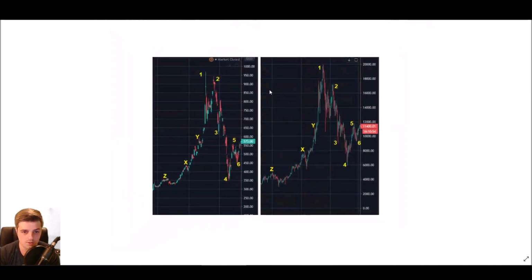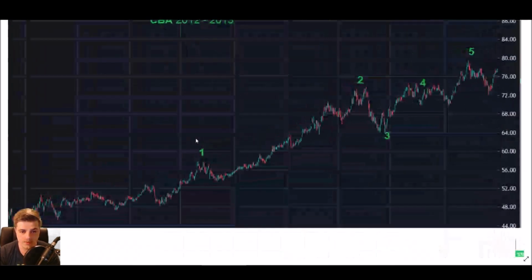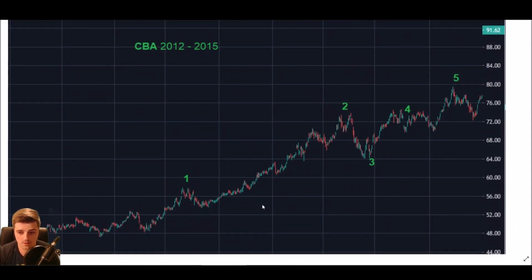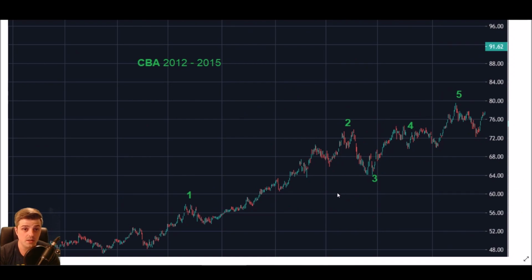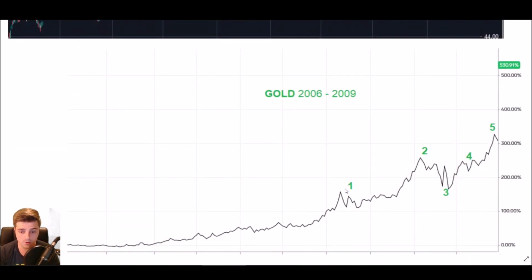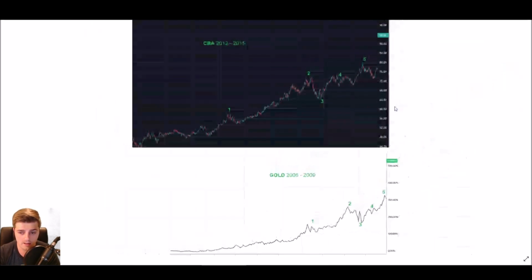Now, it doesn't mean there's a correlation or association between this commodity and this stock. It just doesn't exist. We've got CBA here, so a bank, between 2012 and 2015, so that's a 3-year time period. Then we've got gold here from 2006, over here at number 1, to 2009. Completely different time periods, and yet the price action is very similar. And this is probably why. Let's say this move from number 1 to number 2 pulls back down to 38.2. That would explain this price movement and this price movement on gold. That wouldn't be surprising, but that doesn't mean these two have any association whatsoever.